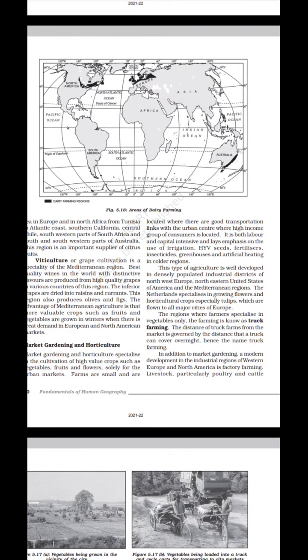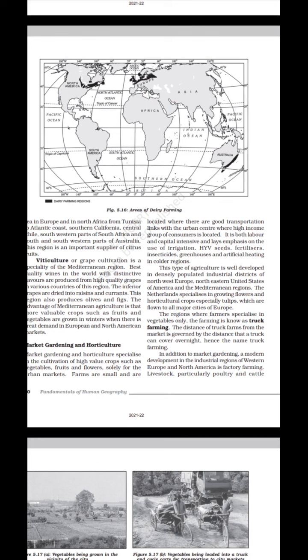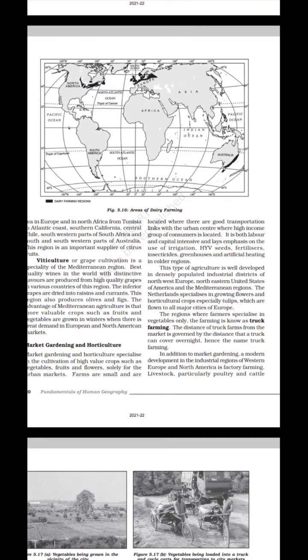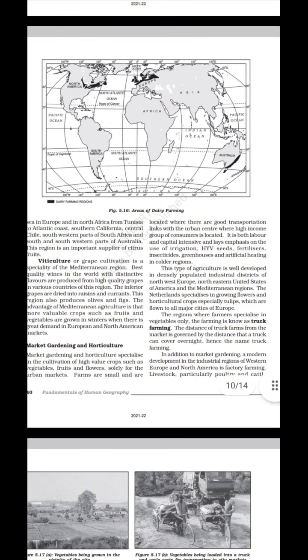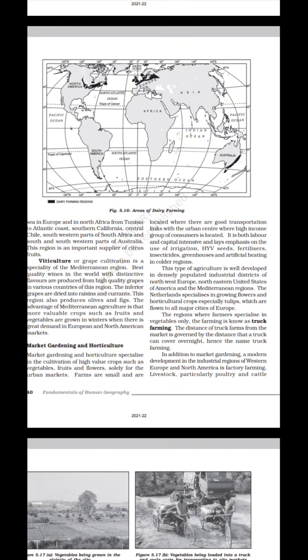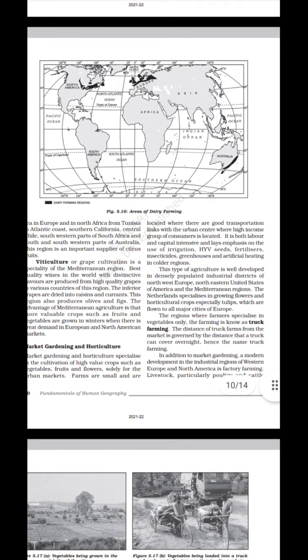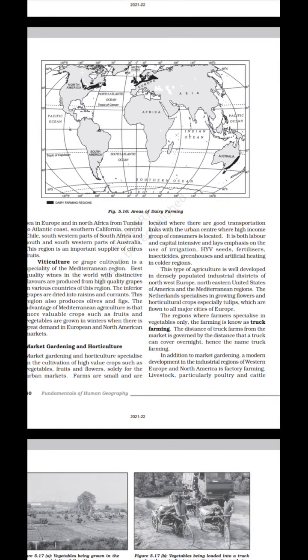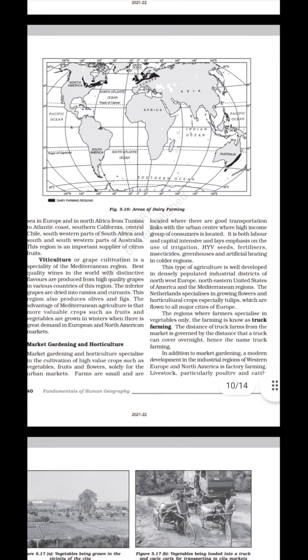The regions where farmers specialize in vegetables only, the farming is known as truck farming. The distance of truck farms from the market is governed by the distance that a truck can cover overnight, hence the name truck farming.